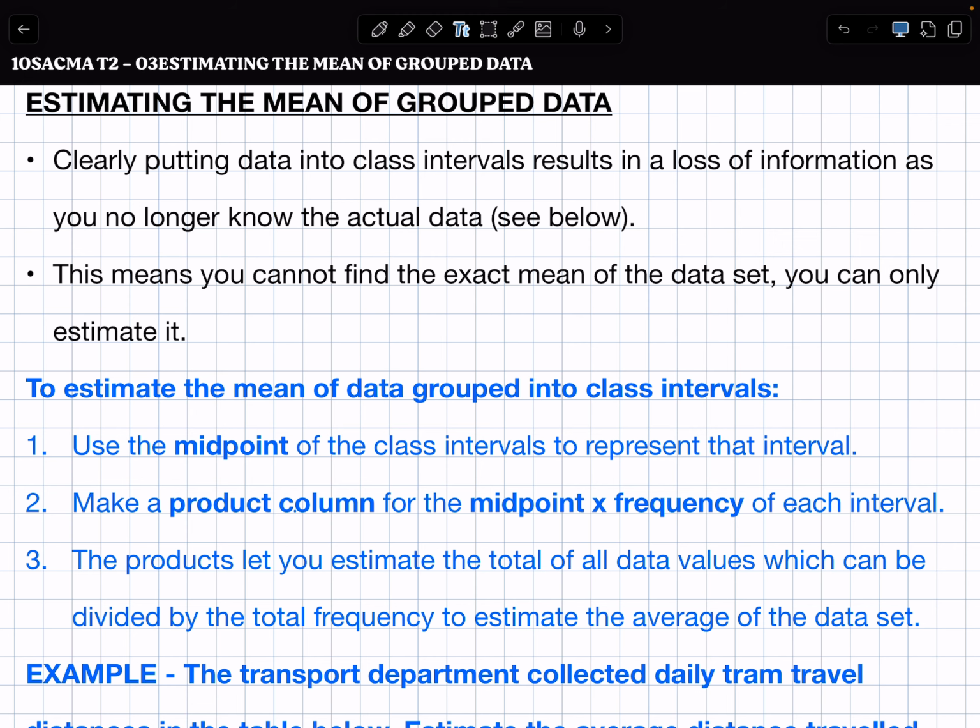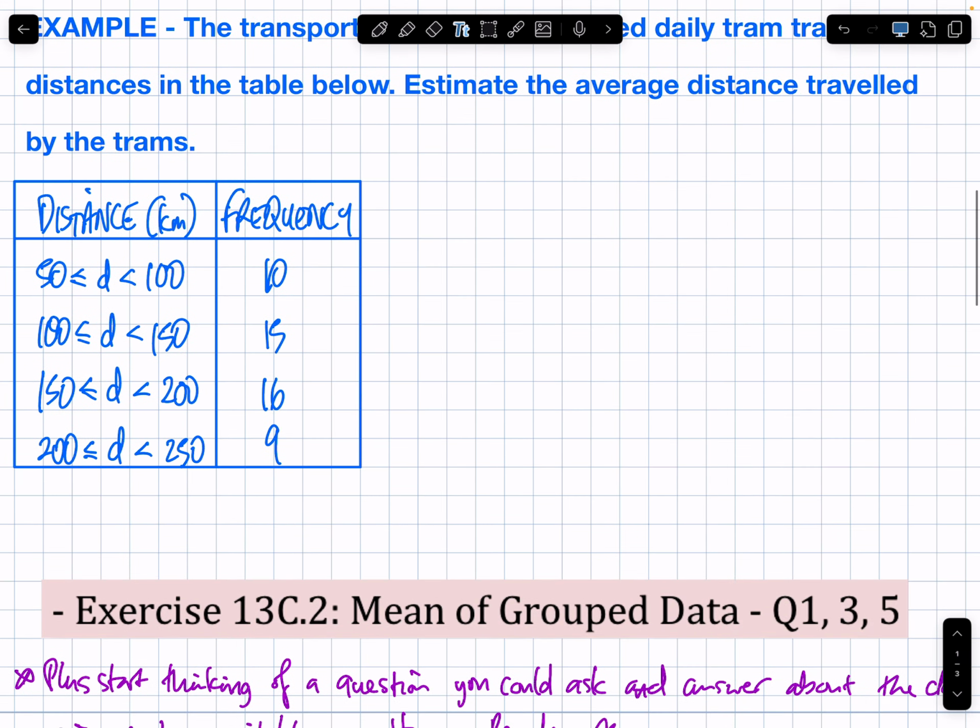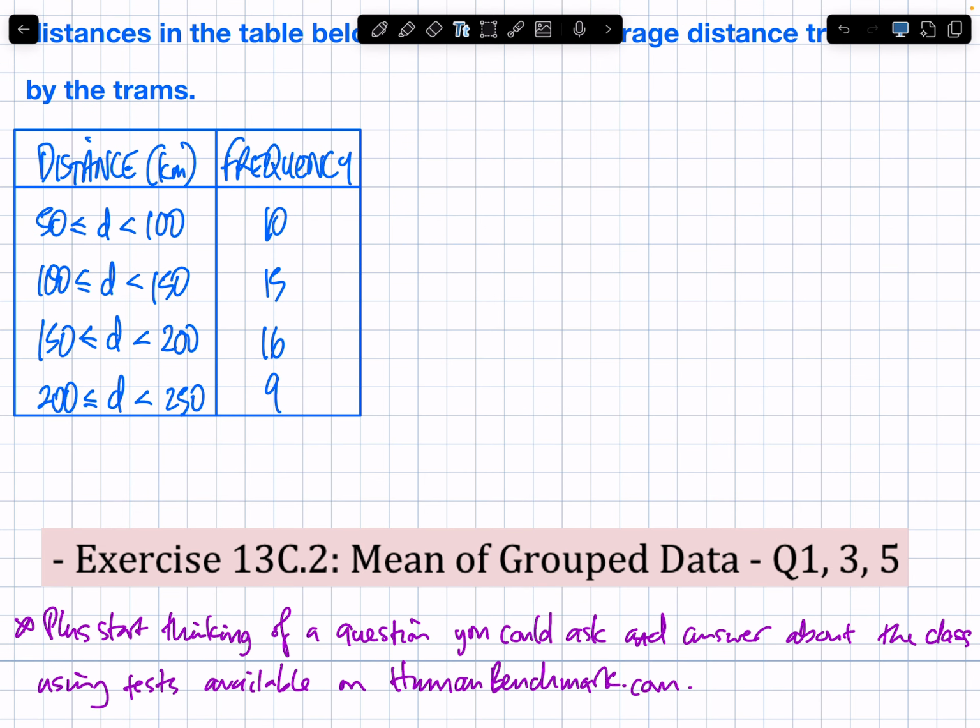So we had a lesson last week where we put data into little groups like this. Distance between 50 and 100. Distance between 100 and 150.